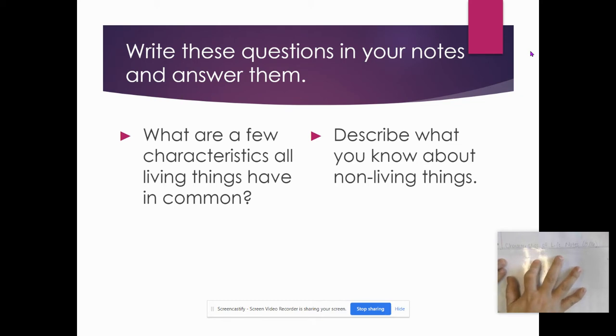So, all right, our two questions. What are a few characteristics of life that all living things have in common? And describe what you know about non-living things. So characteristics that all living things have in common might be something like moves or needs water. List a few things that you think all living things must have.